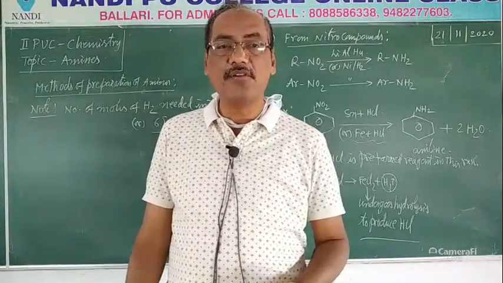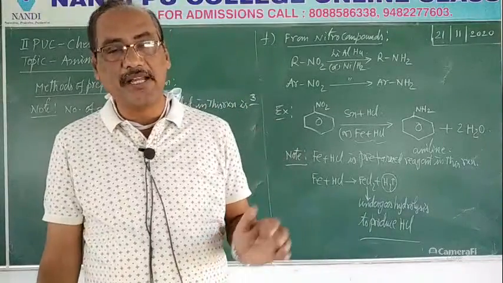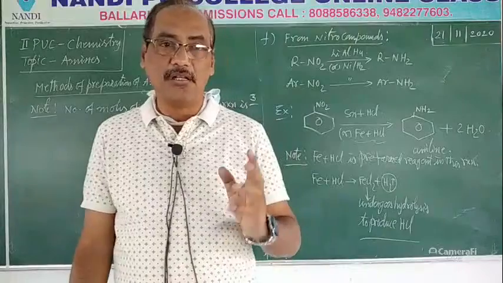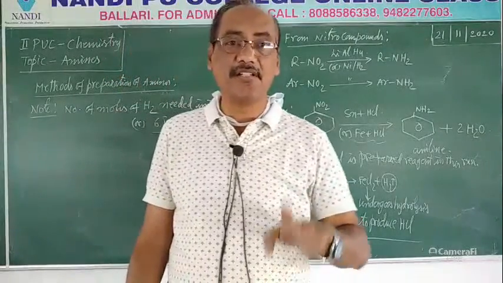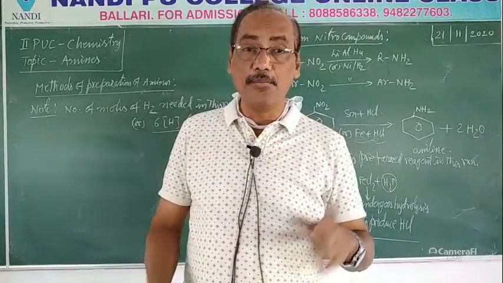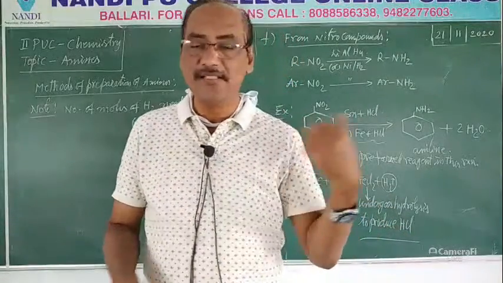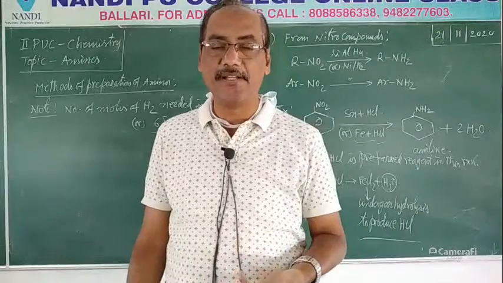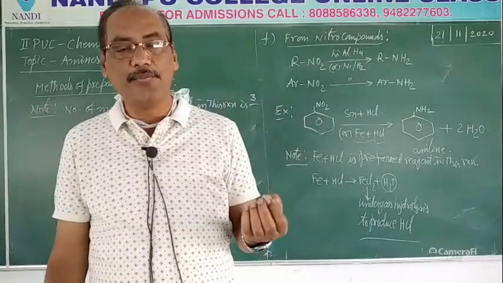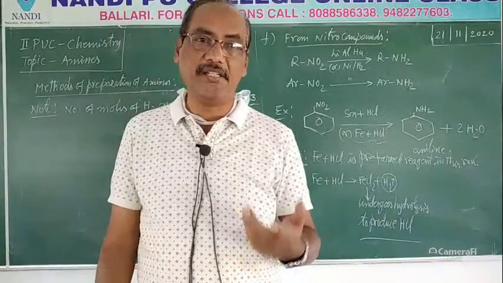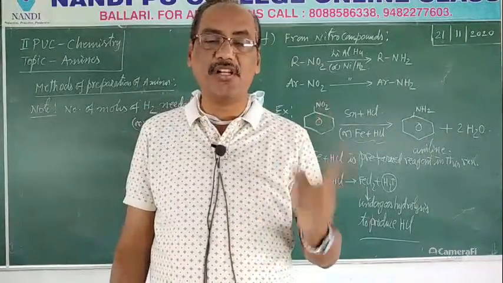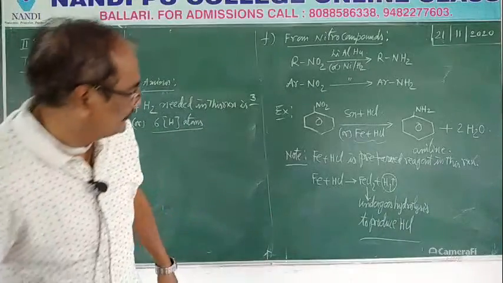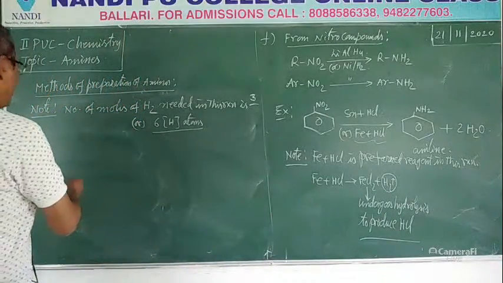The number of moles of hydrogen needed to convert 1 mole of nitrobenzene to 1 mole of aminobenzene is 3 moles. The number of hydrogen atoms needed for the conversion is 6. They will give the values based on stoichiometry. 1 mole of nitrobenzene needs 3 moles of hydrogen, so that it gives 1 mole of aminobenzene, that is 1:3:1. Right? This is the one. Next one.